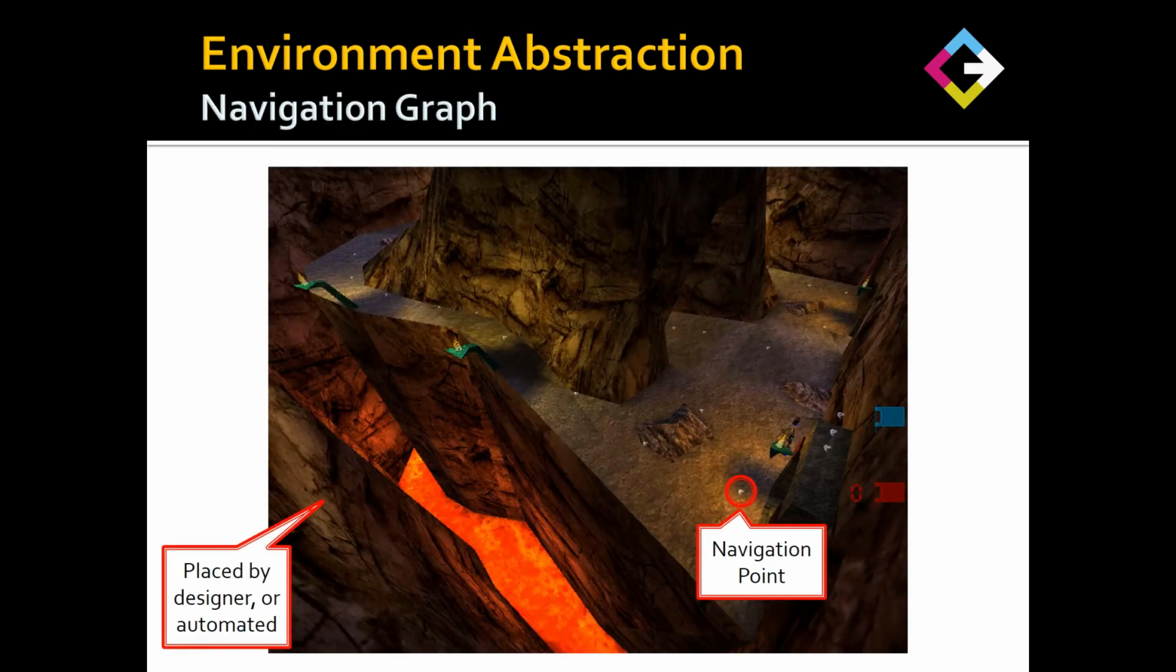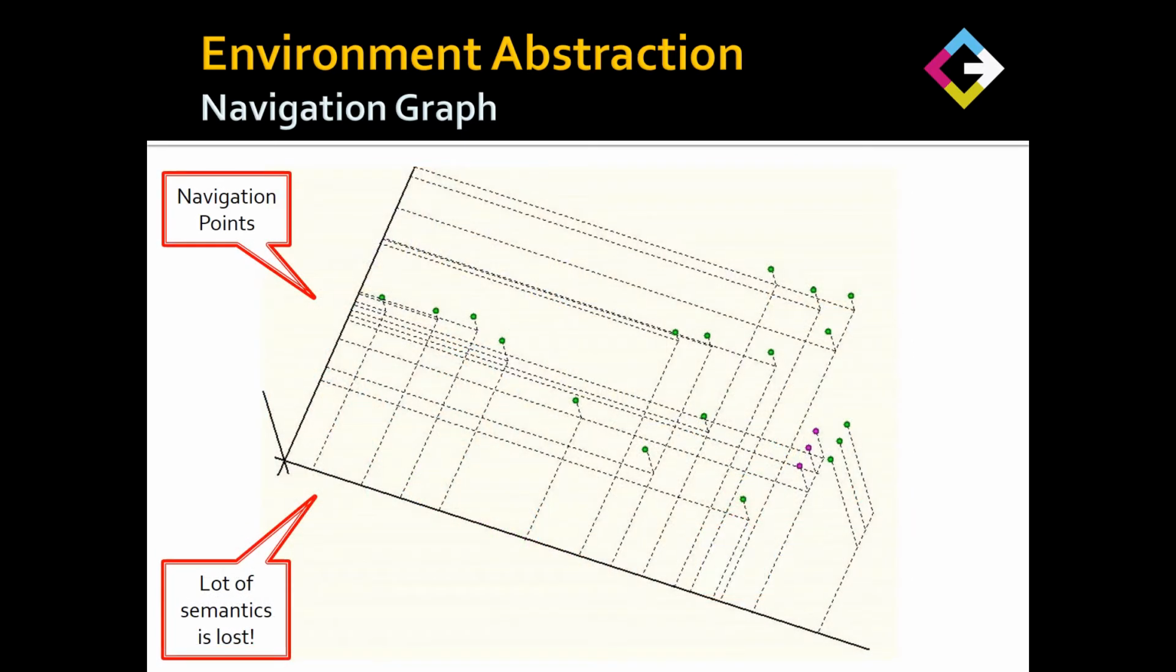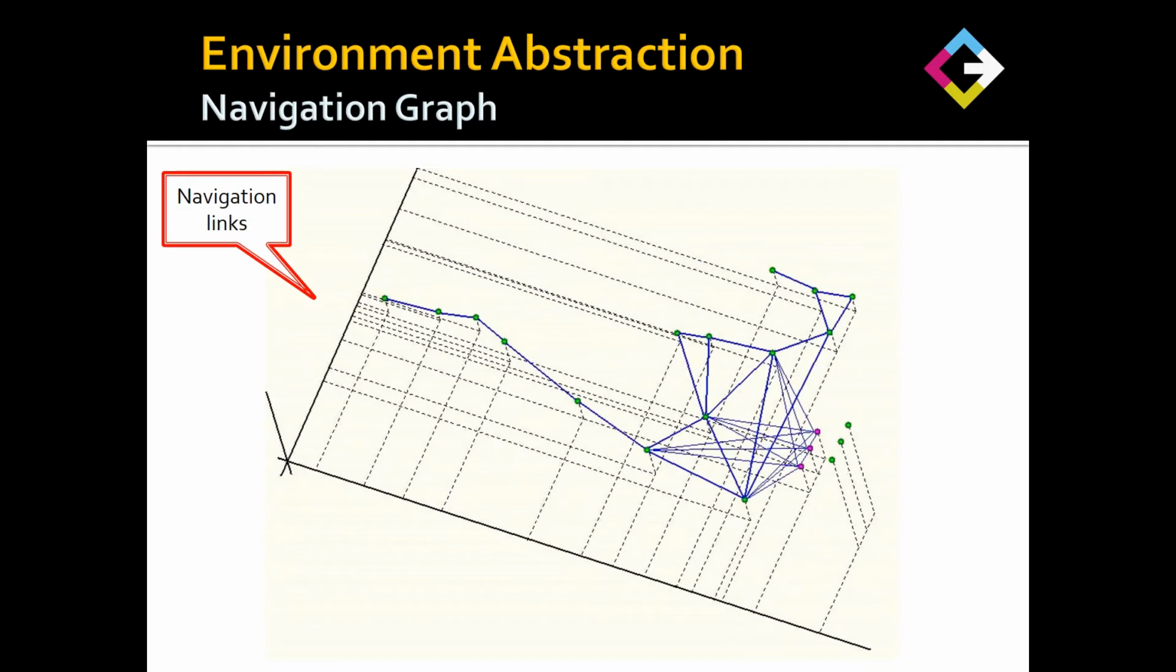So the idea of a navigation graph is to place a navigation point onto the place where a bot can stand collision-free. Originally, those points were placed by designers manually. Then people started using automated navpoint placing. As you can see, if we see the environment through the prism of points, we lose a lot of semantic information like position of walls and pits. But if we connect those points with links, where each link is something a bot can traverse collision-free, we receive an abstraction that is directly usable for pathfinding.